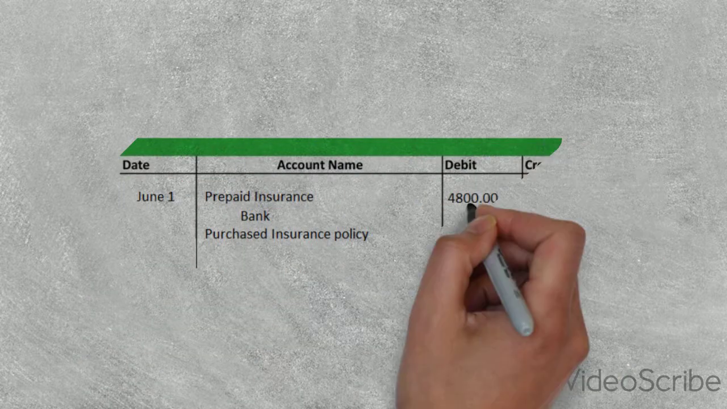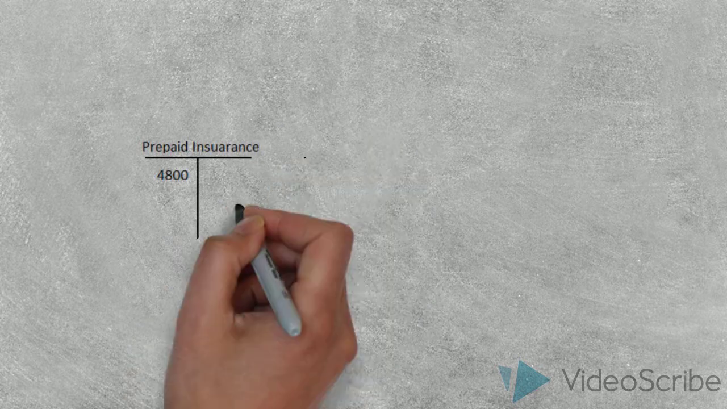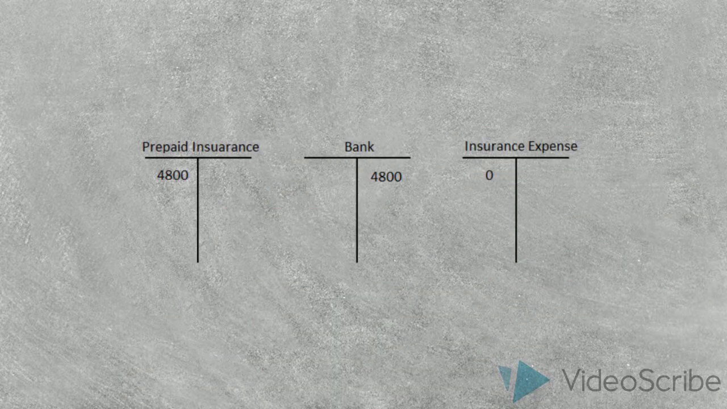Let's look at a journal entry for this purchase. We have the date of June 1st for the transaction. Prepaid insurance is debited by $4,800 and the bank is credited by $4,800. The ledger accounts for this will look like this. Note that the insurance expense is $0.